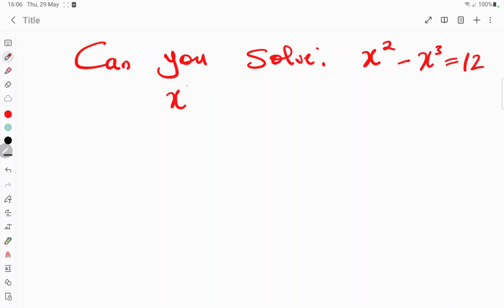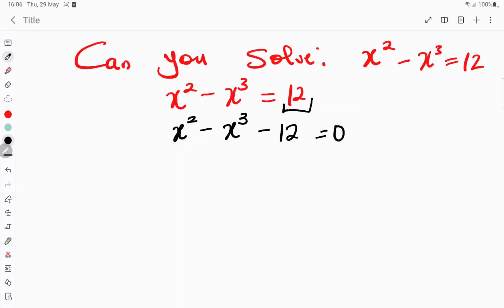this Math Olympiad problem. First, we have it that x squared minus x cubed is equal to 12. The first thing we are going to do is to bring the value 12 to the other side of the equation, and this gives us x squared minus x to the power 3 minus 12 is equal to 0.